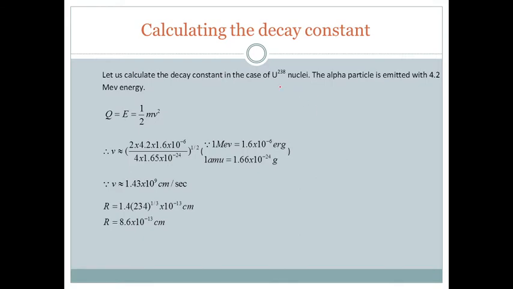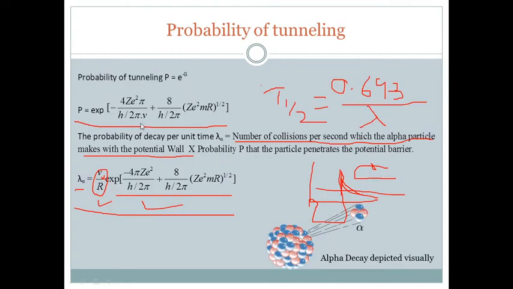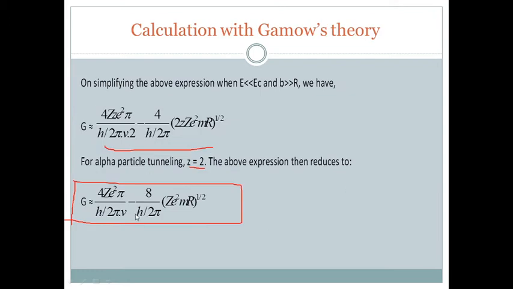This is uranium-238. The alpha particle is tunneling out with 4.2 MeV, half mv square. Now first we are trying to calculate this particular expression, the gamma factor. There are 2 terms here, the first term and the second term. In this first term, first we need to calculate, what are the things which we need to calculate? We need to calculate V.